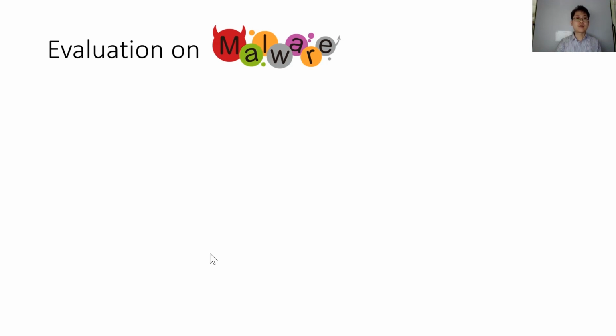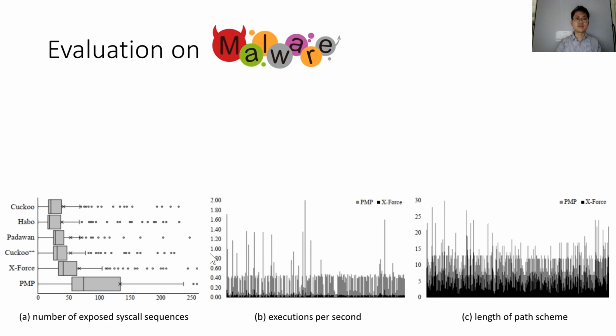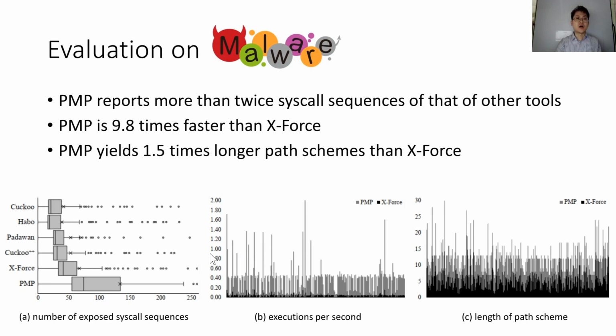The comparison is performed on different aspects. The figures on this slide show the overall result. On average, PMP is 9.8 times faster than X-Force and yields path coverage 1.5 times longer than X-Force.